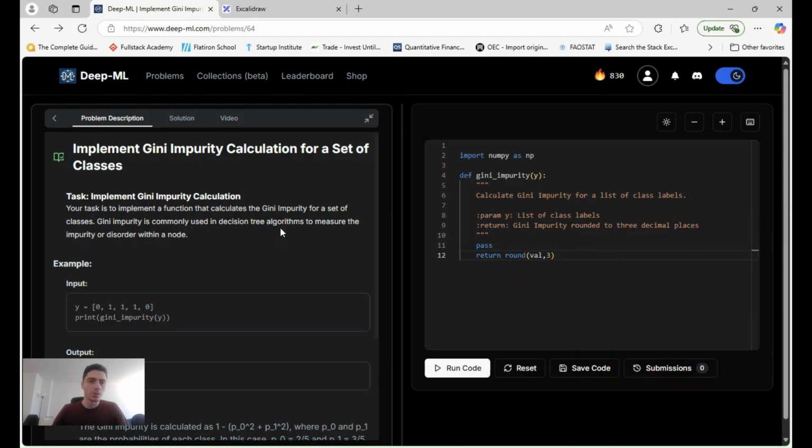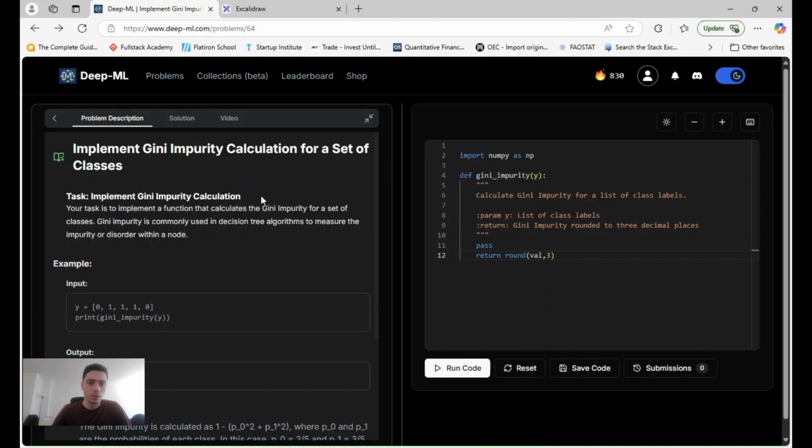Hey everyone, today we're going to solve question number 64 on the DeepML site, how to compute the Gini impurity from a set of classes. First things first, we're going to define what Gini impurity is and how we actually get there from the ground up. We want to build it, assume we know nothing about Gini impurity, and at the end we'll be able to program this completely from scratch, just with NumPy.